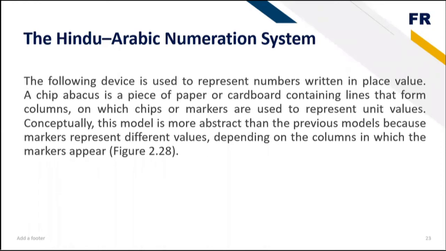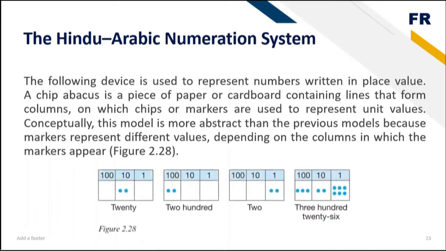A cheap abacus is a piece of paper or cardboard containing lines that form columns on which chips or markers are used to represent unit values. Conceptually, this model is more abstract than the previous models because markers represent different values depending on the columns in which the marker appears. O kaya yung 20, so yung marker natin doon sa 2 tens. Then yung 200 naman, yung marker natin 2 doon sa hundreds naman, di ba? Then yung 2, doon lang mismo sa ones place value. So kapag sinulat na naman natin yung 326, so 3 dots doon sa 100, 2 dots doon sa tens, at 6 dots doon sa ones.